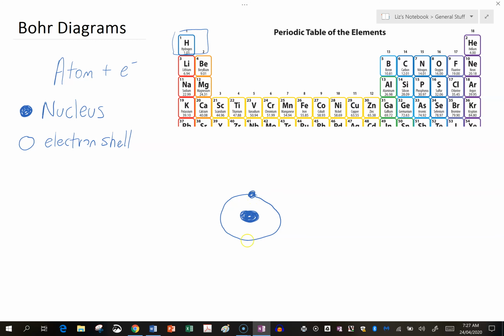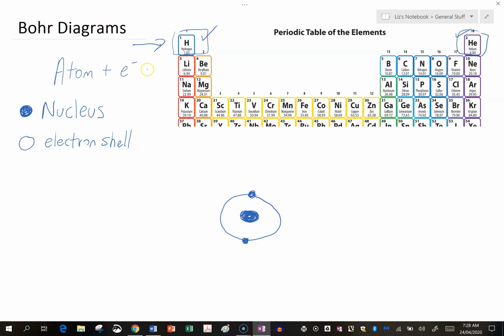If I draw a second one, this is now helium because it has 2 electrons. Now look at the first row of the periodic table. There are only 2 elements, hydrogen and helium. So the first electron shell can only have 2 electrons. It's almost as if you took the row and you drew it as a circle around the nucleus.